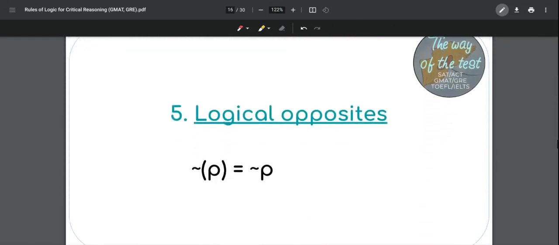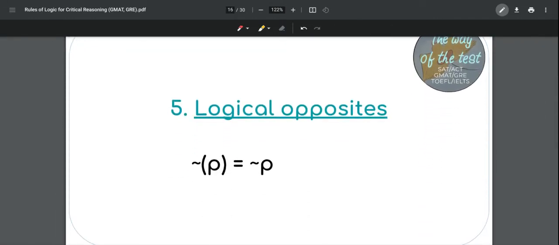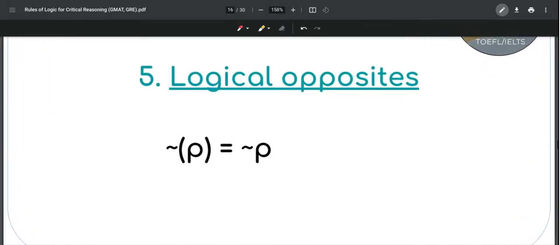Okay. The fifth rule is the logical opposite, which means, again, this may seem pretty obvious, but the negation of the fact is equal to the negation of the fact.